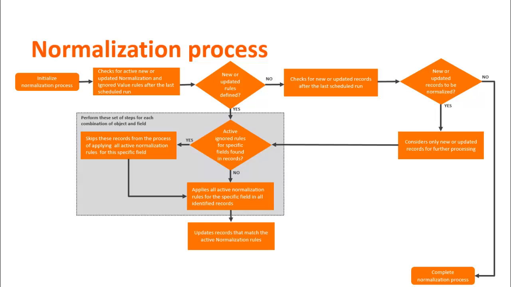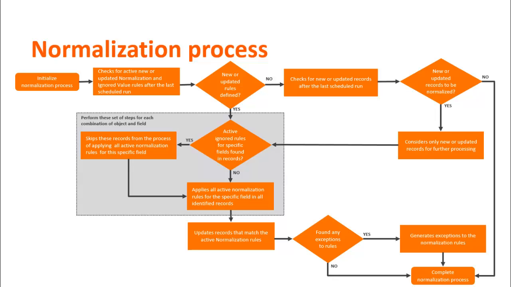The process checks if there are any fields for which exceptions need to be generated. If no exceptions to normalization rules are found for these fields, the normalization process is completed. Otherwise, normalization exceptions are generated and then the normalization process is completed. During the normalization process, conflicting rules will create inconsistent results. Let's look at a few scenarios that lead to conflicting results.